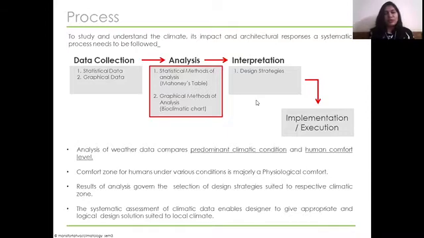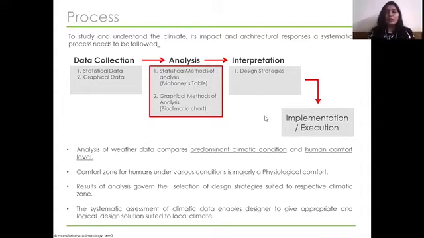Comfort zone for humans under various conditions is majorly a physiological comfort. Here we are talking about physical and thermal comfort. Physical comfort means what your body feels in a certain microclimate. Okay, so whatever ventilation your room is getting, whatever temperature you are experiencing in a certain space, defines or impacts your comfortable condition. We will see how.